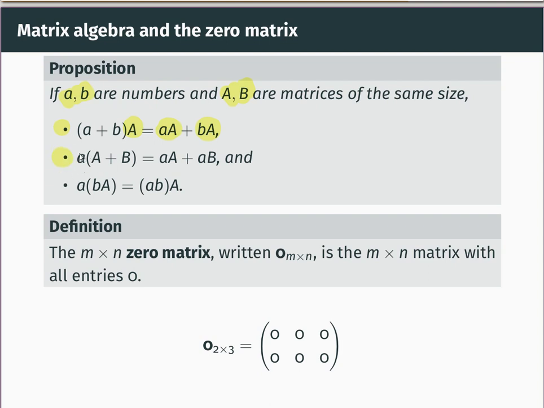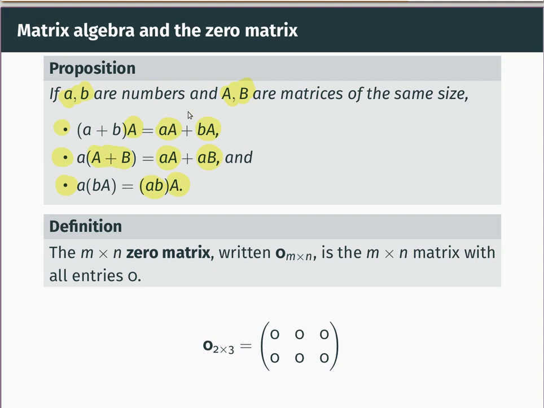Similarly, if you have a single number little a and two same size matrices capital A and capital B, and you multiply little a into capital A plus capital B, then the result is the same as multiplying little a into A and multiplying little a into B and adding the results. And finally, if you have two numbers little a and little b, then multiplying little a into the result of doing little b times capital A, that's the same as multiplying the two numbers first and then scalar multiplying capital A by that result.